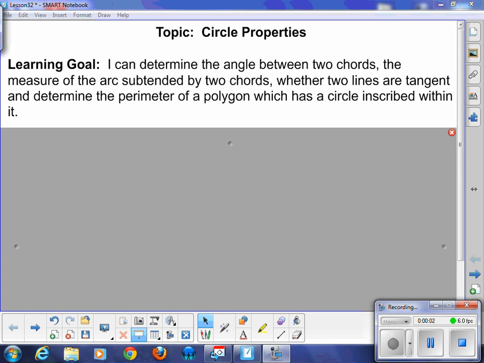Hello and welcome to our next topic, which is circle properties. So a little bit different than vectors, a bit of a change of pace. So what's the learning goal?